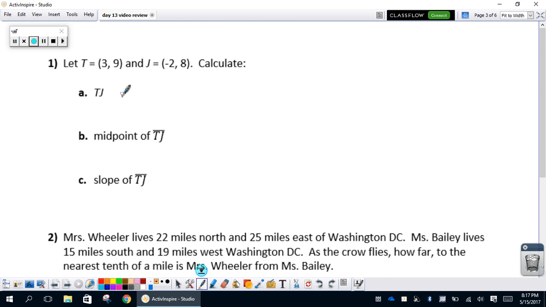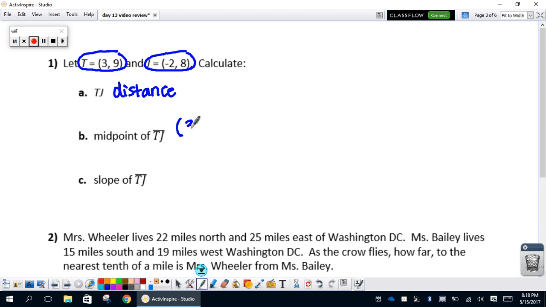Okay, so in number 1 you have 2 points, you have T and you have J. So you need to be able to calculate TJ, which is the distance. So you should be using the distance formula. The midpoint, you should be using the midpoint formula. I'm going to do the midpoint together because a lot of us have not been doing this correctly.